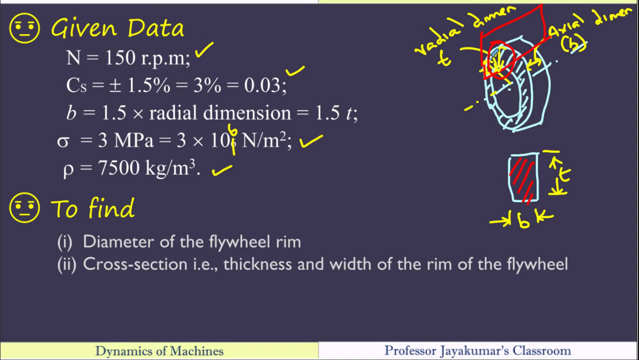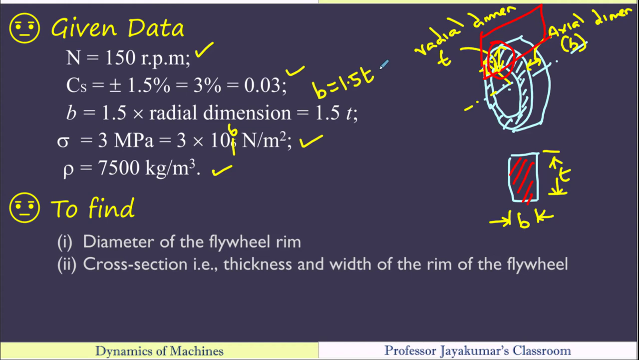So for better understanding, let us cross-section the flywheel. We will be getting a rectangular cross-sectional area. If this is my width B, I call it the axial dimension. This is what I call D, radial dimension. That is what is given in the problem. They said axial dimension is equal to 1.5 times the radial dimension.